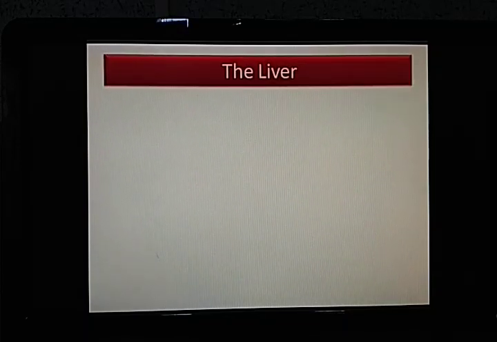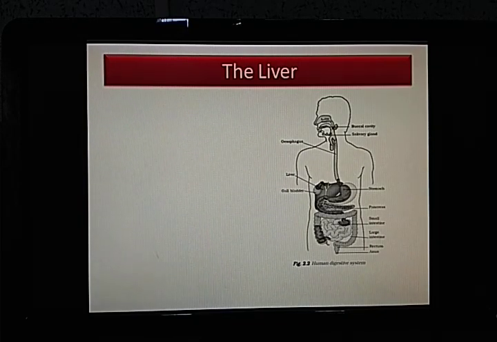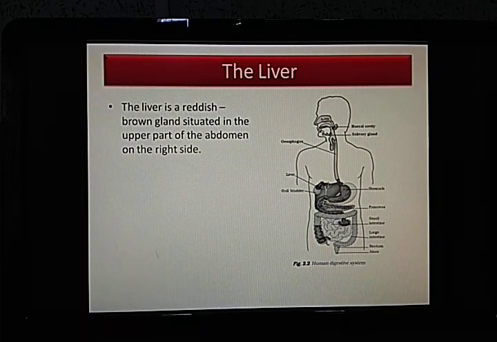Now next is the liver. We all know where the liver is. This is the liver. The liver also helps in the digestive process. Now, the liver is a reddish brown gland situated in the upper part of the abdomen on the right side. Why is it called a gland? Because it secretes some digestive juices. So we can also call it a gland.